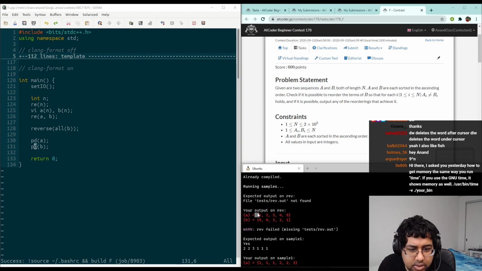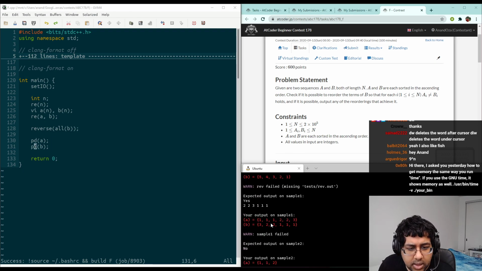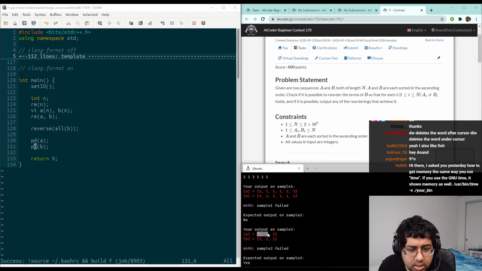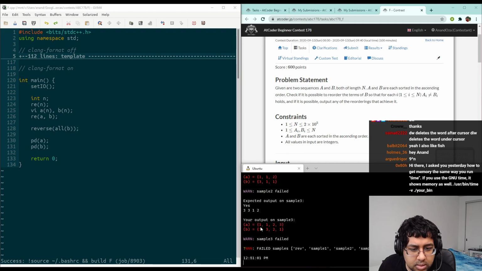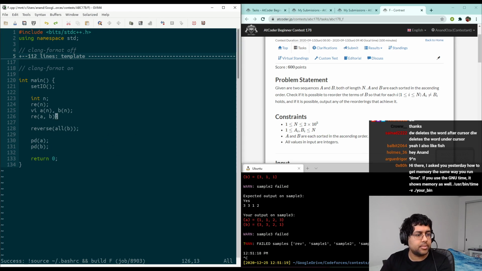Right. So in this example, reversing it doesn't work, though in this example, doing a cyclic shift would work. Actually, maybe that's the right way to approach this. If the first element matches, shift B until it doesn't match. Yeah, I think that's probably on the right track. So let's see what implementing that looks like.